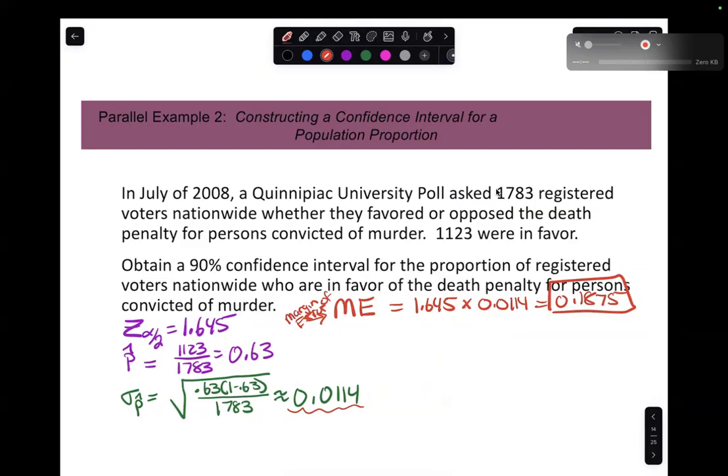Can you write the formula for that out where you got the 1.645 and the 0.014? Thank you. You're welcome.